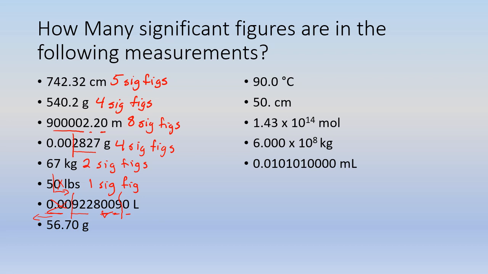He comes after the first one, or sorry, after the last non-zero digit. But there is a decimal in this number, so he is significant as well. Everything after the 9 there will be significant. So there is 1, 2, 3, 4, 5, 6, 7, 8 sig figs in that measurement.